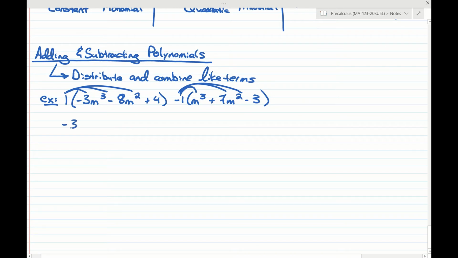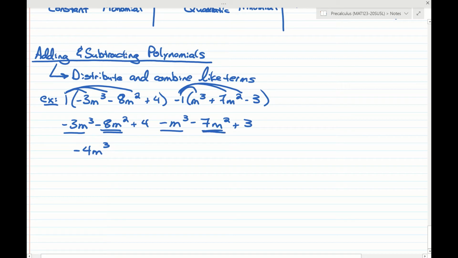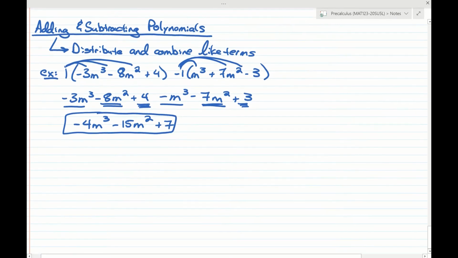But if we distribute, we'll get negative 3m to the third minus 8m squared plus 4 minus m to the third minus 7m squared plus 3. Like terms mean they have the same exponent and same letter, so this would be minus 4m to the third minus 8m squared minus 7m squared is minus 15m squared. And then we have 4 plus 3 is 7. That would be how we combine polynomials using addition or subtraction.